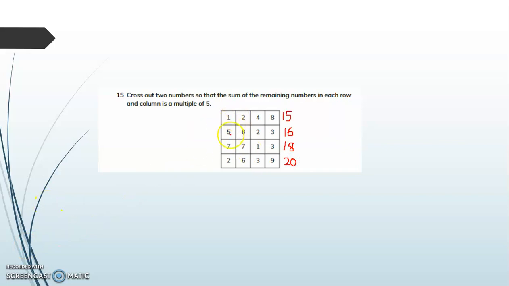Similarly, let us find the sum of the columns. 5 plus 1 is 6, 6 plus 7 is 13, 13 plus 2 is 15. 2 plus 6 is 8, 8 plus 7 is 15, 15 plus 6 is 21.